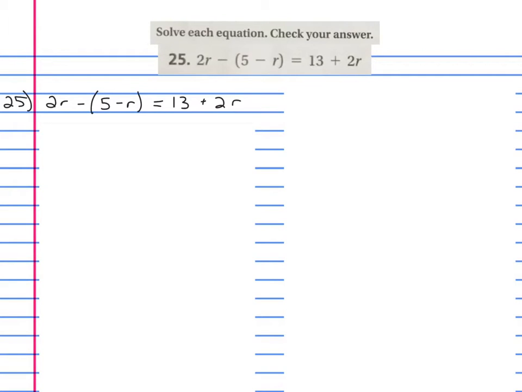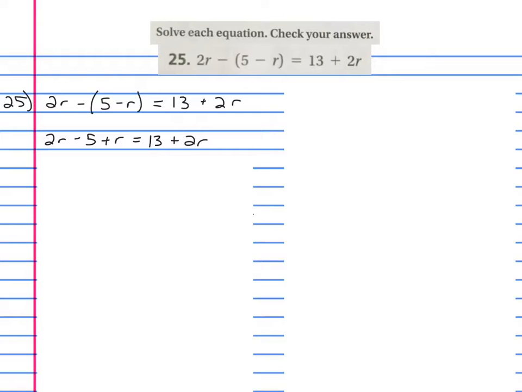Okay, solve each equation and check your answer. This one is a little tricky, maybe a little trickier for you in that there's this negative and then parentheses. You need to distribute that negative through to get the parentheses gone. And negative times 5 is negative 5. Negative times negative r is positive r.